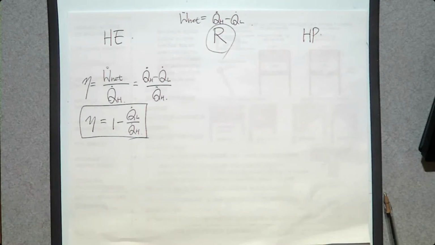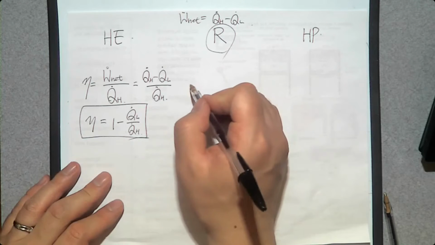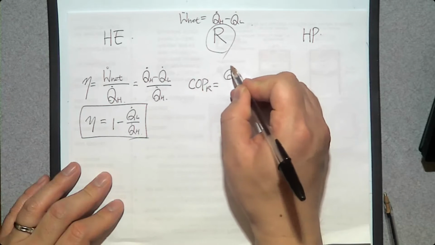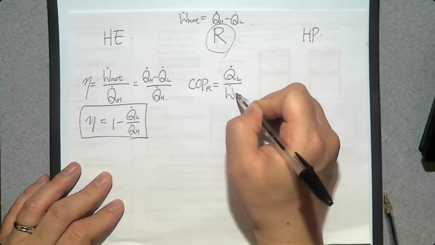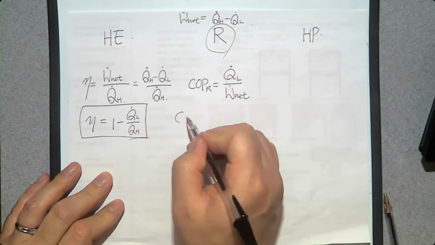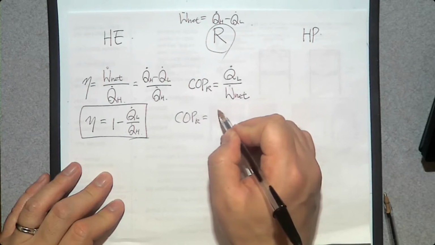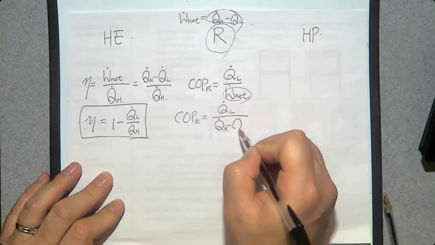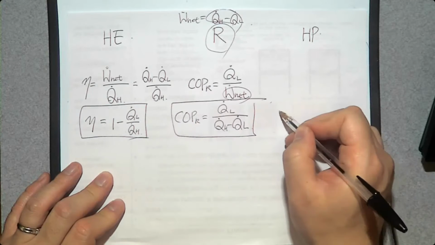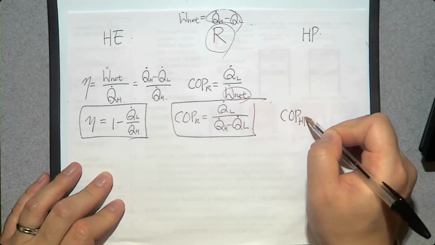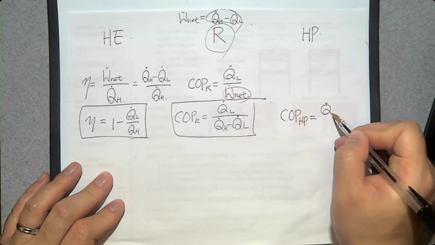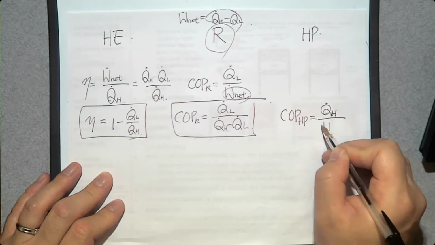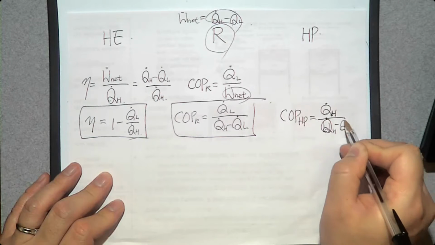What about refrigerator? How do you evaluate the performance? We use a COP. COP of refrigerator can be determined by desired output, Q.L, over required input, W.net. You can also say COP of refrigerator can be determined by Q.L over Q.H minus Q.L. What about heat pump? You can calculate COP of heat pump. What is the desired output? The heat transfer into the indoor divided by W.net, which is Q.H minus Q.L.